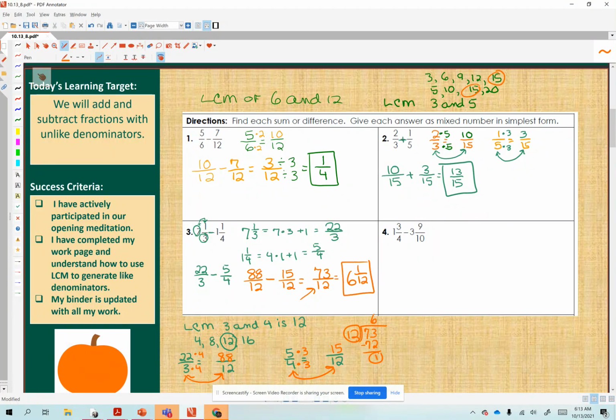So it was a bit of work, but we stuck with it and we did it. So in number 4, 1 3/4 minus 3 9/10. So first we will convert these mixed numbers to improper fractions. We will multiply 4 times 1 and add the 3. So 4 times 1 is 4, plus 3 more is 7. So 1 3/4 as an improper fraction can be represented by 7/4.